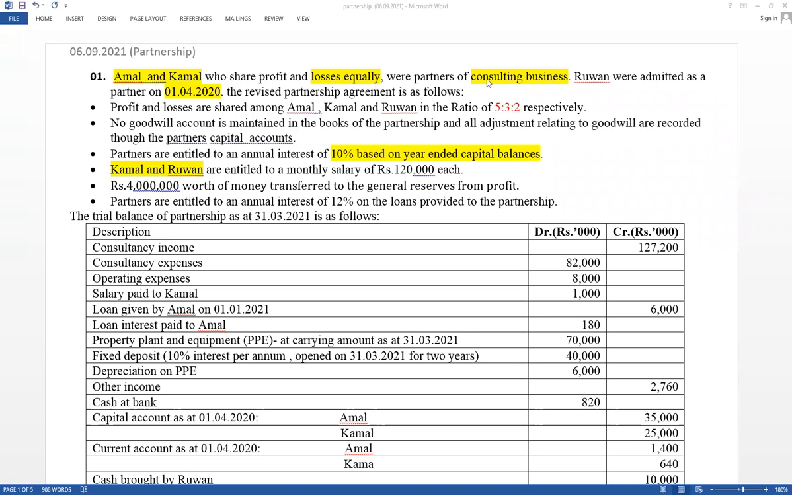This is a consultancy service business. And think about new profit sharing ratio, admission at the beginning of the year, as well as it has given interest on capital 10%, but salary relevant for only 2 partners. Very important, it has given 4 million transfer to the general reserves, as well as interest on loan percentage is also given. If it has given a percentage, no need to apply section 24. We cannot apply section 24 then. Section 24 applies only if it is not in the agreement.